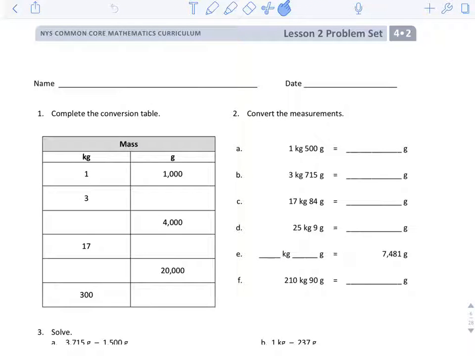Boys and girls, we're going to continue converting, but this time we're using units of measurement that have to do with mass, which is how much something weighs or how heavy it is. Normally when you weigh yourself, you probably use pounds, and the abbreviation for that is LBS. Okay, we're going to be talking about kilograms and grams.